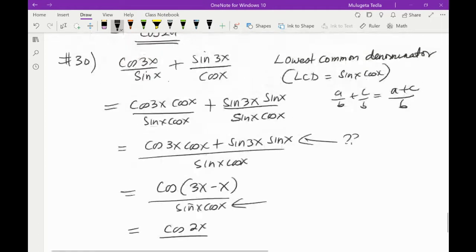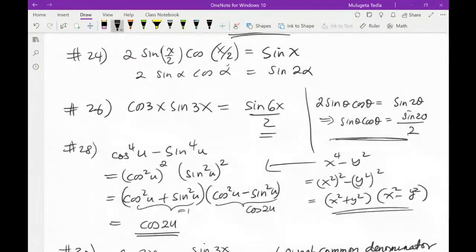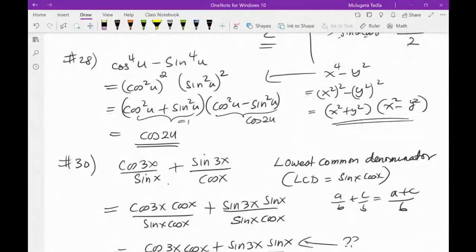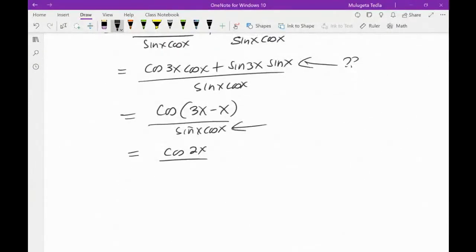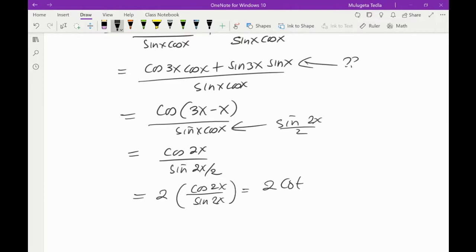So I might have another relationship with the top one to make it more compact. What is sine x cos x? We did it here. Sine x cos x is sine 2x over 2, because the 2 is missing here. So sine of 2x divided by 2, which the 2 goes up and gives me cos of 2x over sine of 2x, which is twice the cotangent of 2x. So we will stop here.